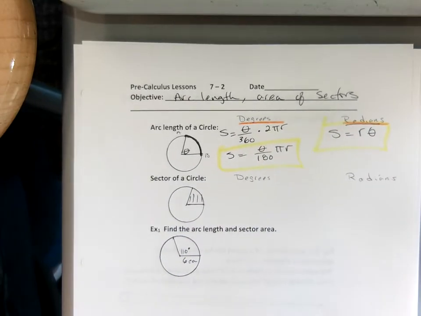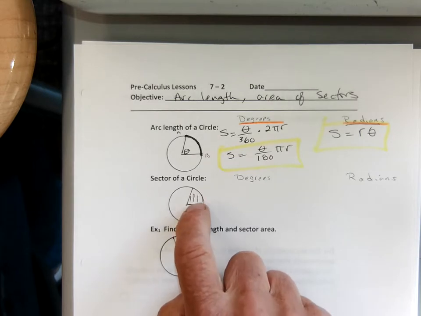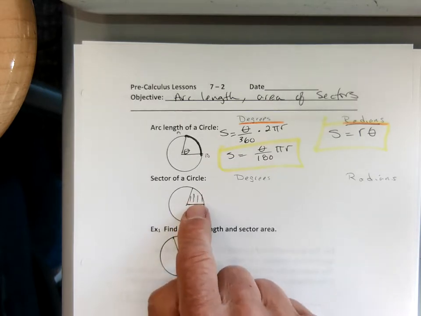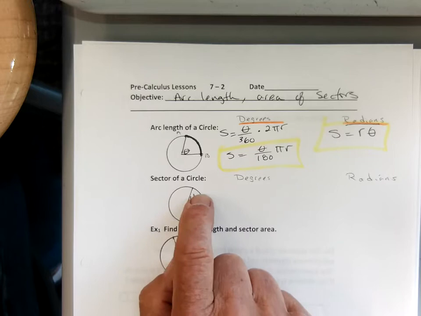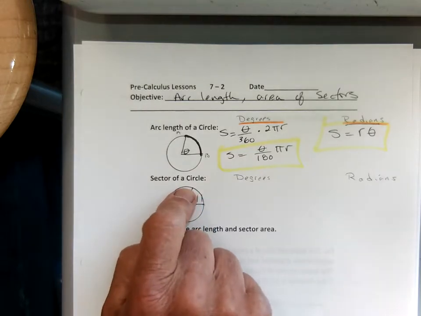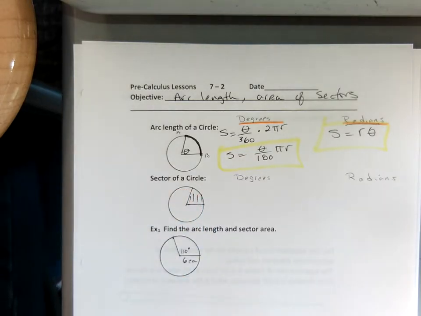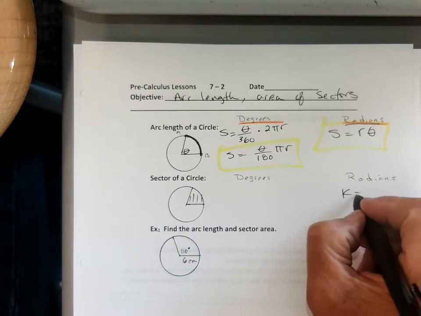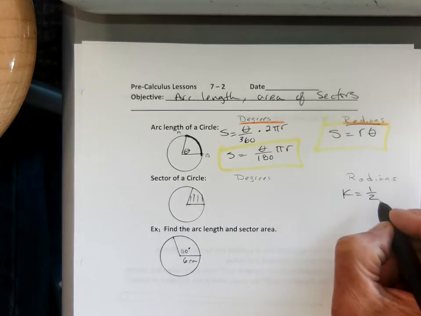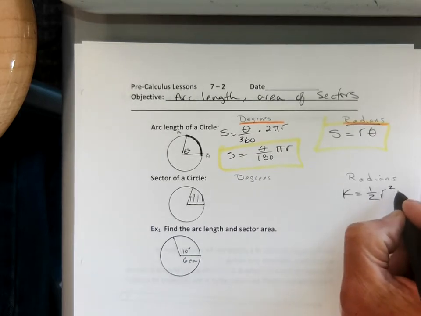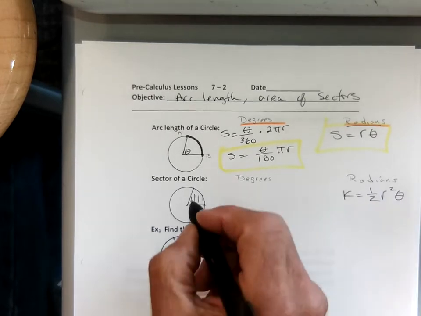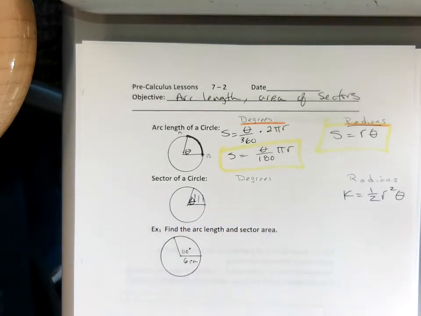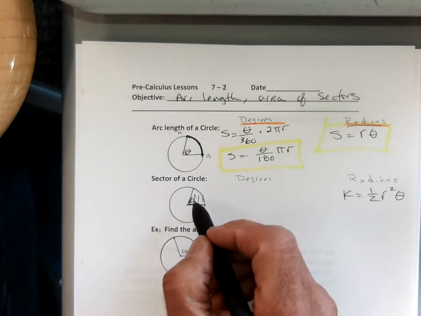Now, sector. Sector is like the area of the pie, right? So if I'm hungry and I want to eat a piece of pie, that's the area of the sector, okay? So the area of the sector, if it's in radians, is just going to be, and they like the symbol K for it, K is 1/2 r squared theta, because theta in radians is related to the arc length. Super easy formula, right? Because you have a definite connection between the two.